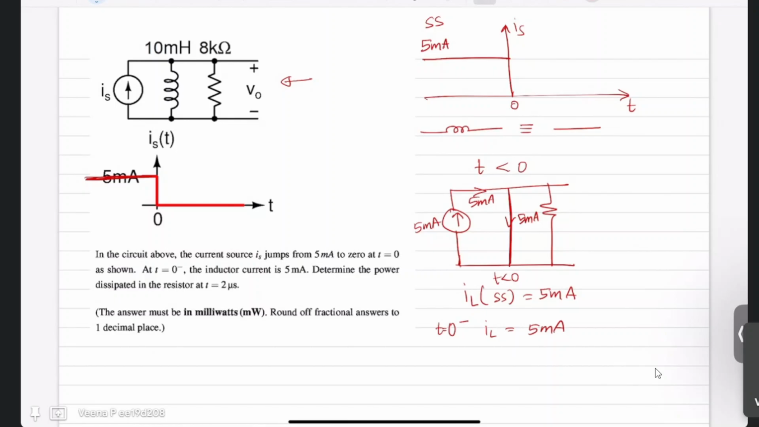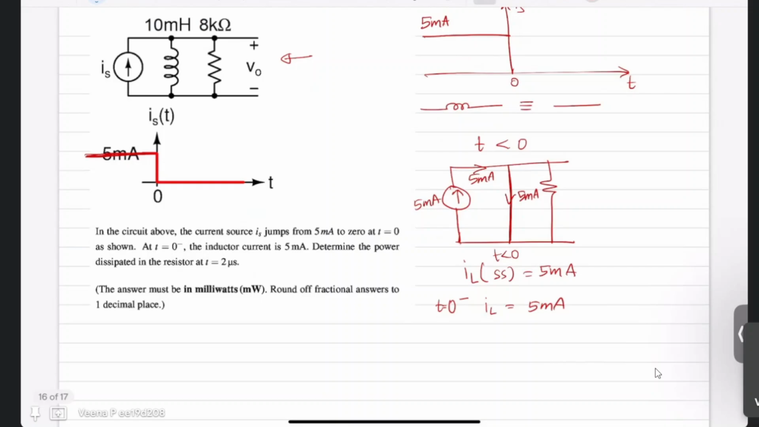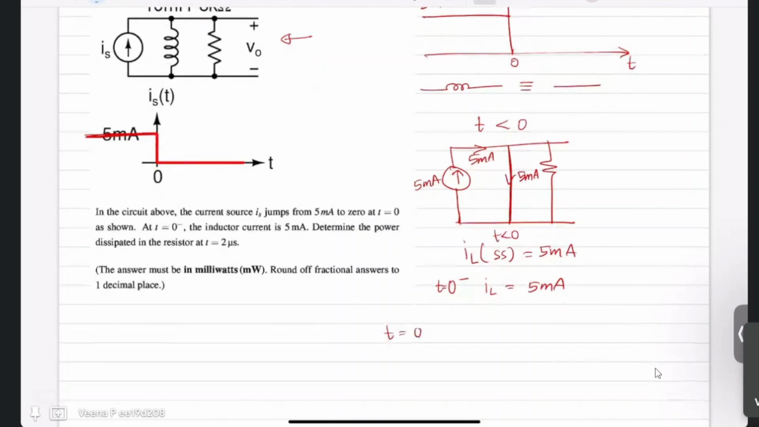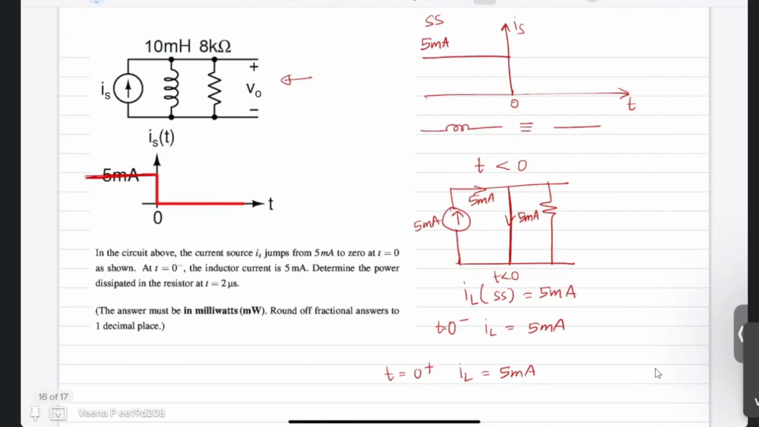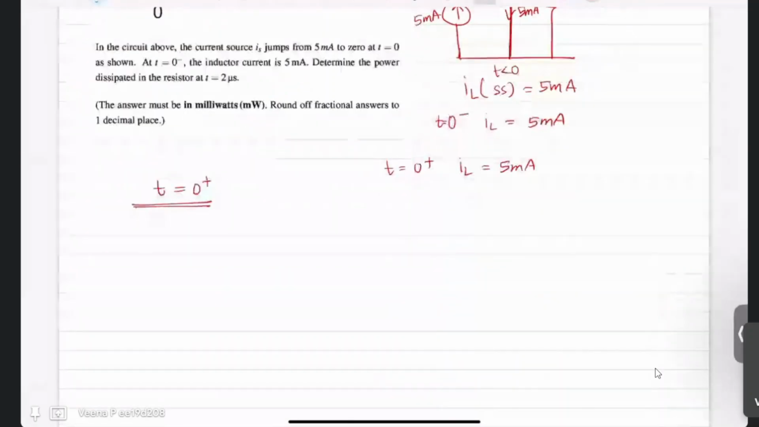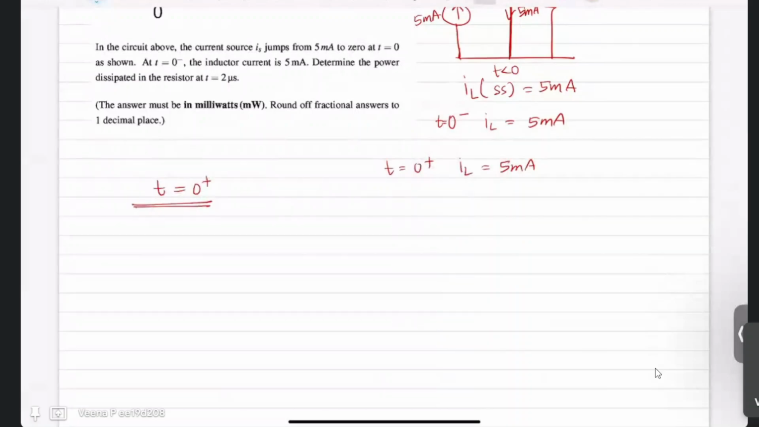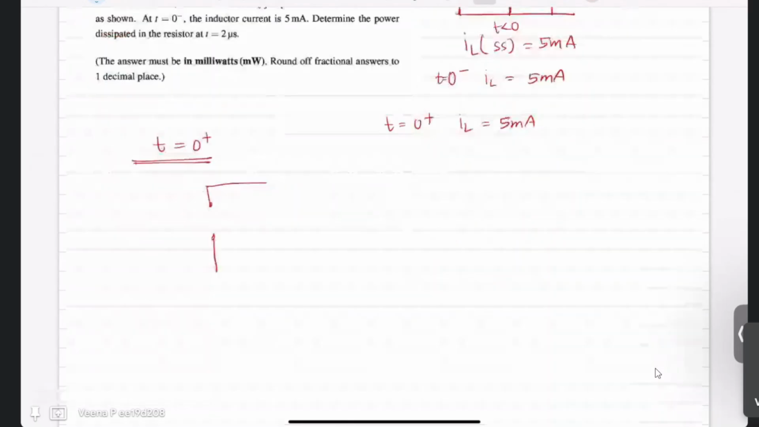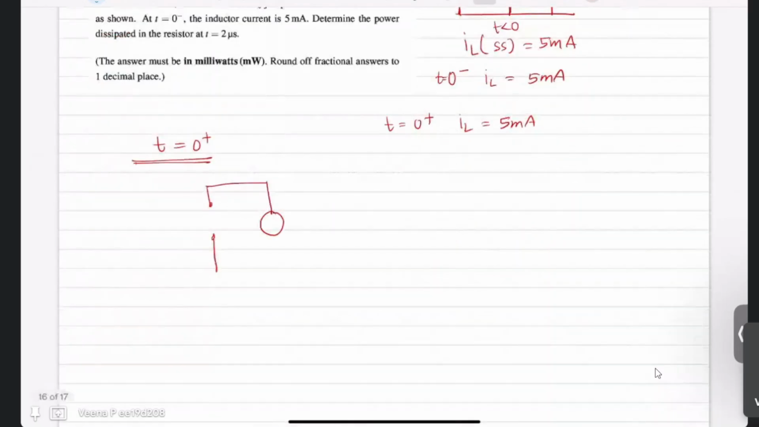Now, as I said before, the inductor will not allow the abrupt change of current. That means at t equal to 0 plus also, your inductor current is 5 milliampere. But at t equal to 0 plus, your current source is not there. Your current source became 0 ampere. That means if I draw the equivalent circuit at t equal to 0 plus, and I repeat, this circuit exists only at t equal to 0 plus, you don't have your current source. And your inductor, you have to replace with a current source having the initial current.